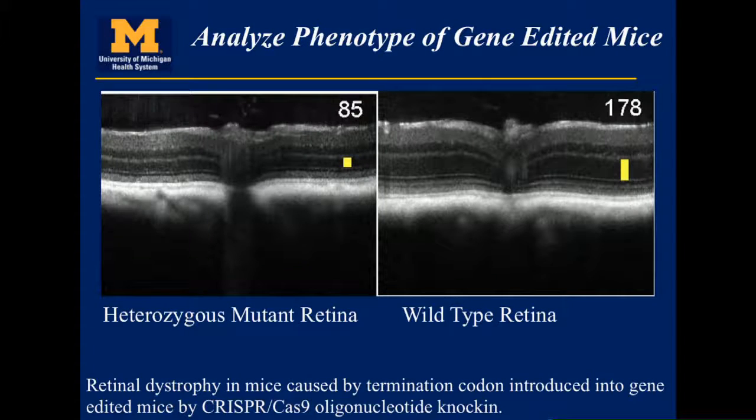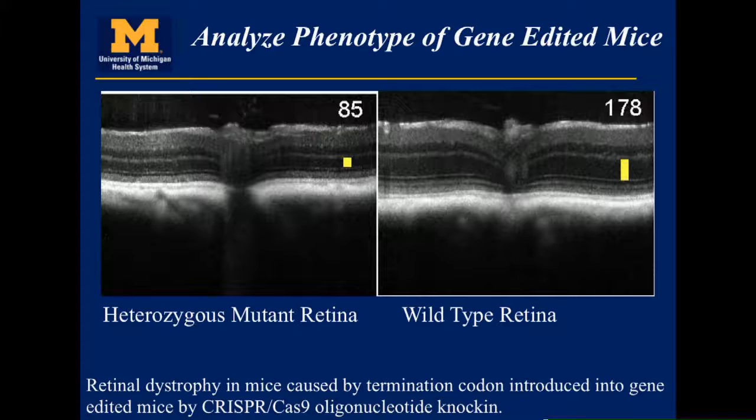So here are some examples. This is an example of a phenotype in a mouse model where we used an oligo knock-in to produce a truncated protein to model the situation observed in human patients. So in these mice, we see retinal dystrophy, right?